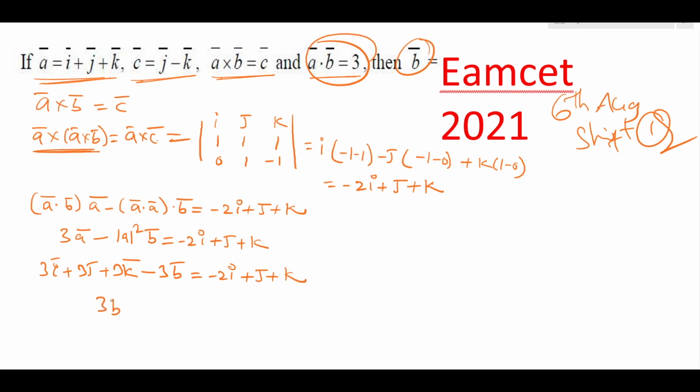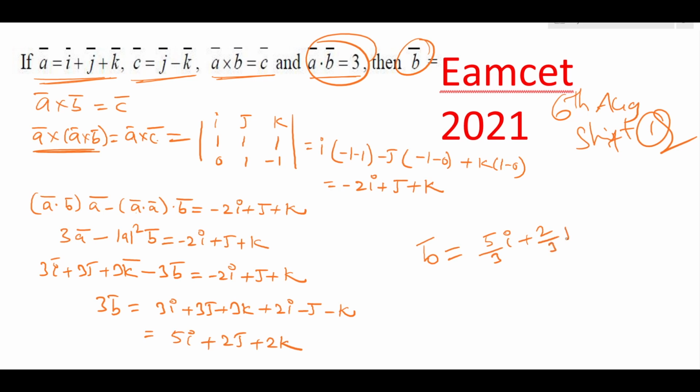From this, 3b bar is equal to 3i bar plus 3j bar plus 3k bar plus 2i minus j minus k, that is equal to 3i plus 2i, 5i, 3j minus j, this is 2j, and 2k. From this, b bar is equal to 5 by 3 into i plus 2 by 3 into j plus 2 by 3 into k. This is the vector b bar.